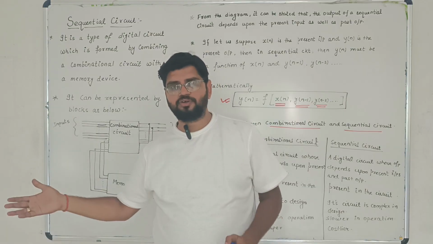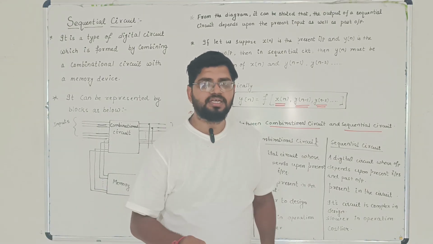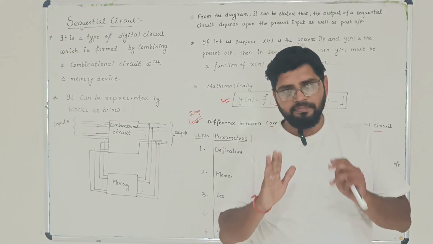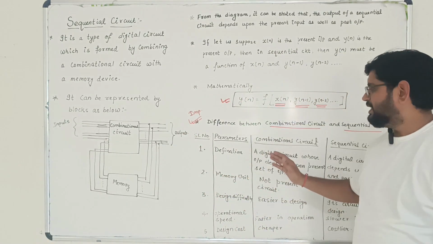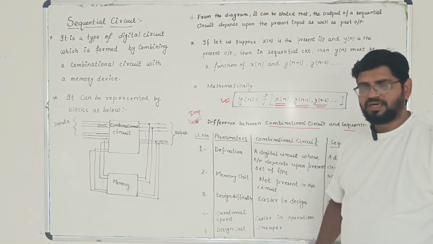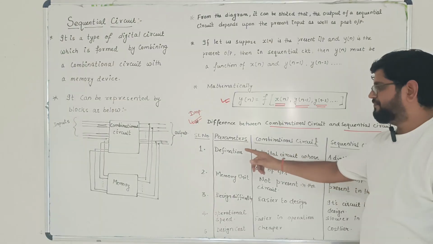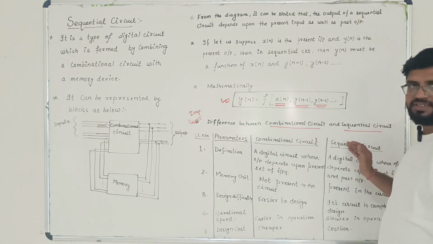Previously, when we started combinational circuits, I told you the definition of a combinational circuit: its output is dependent on present input only. But in the case of a sequential circuit, as I just said, its output is dependent on present input as well as past output. So this is the first definition, or you can say I have made it serial number, then parameters, and then combinational circuit, sequential circuit.